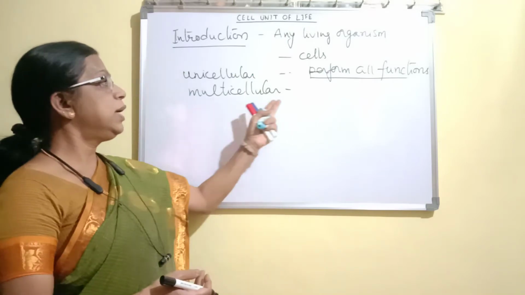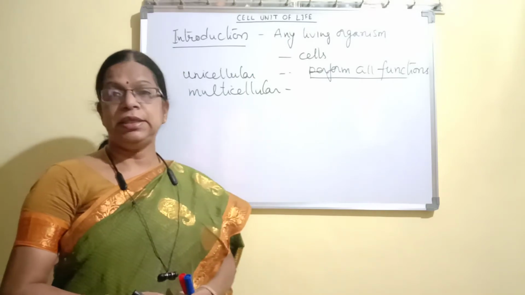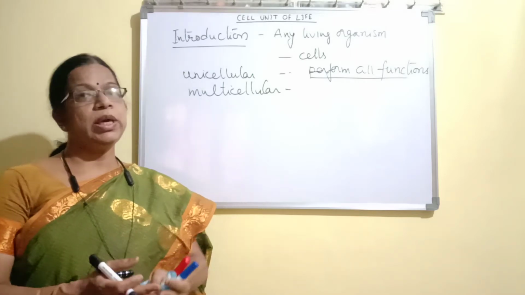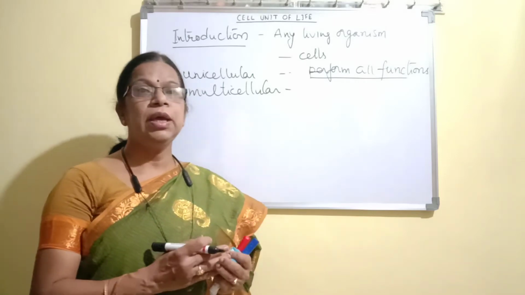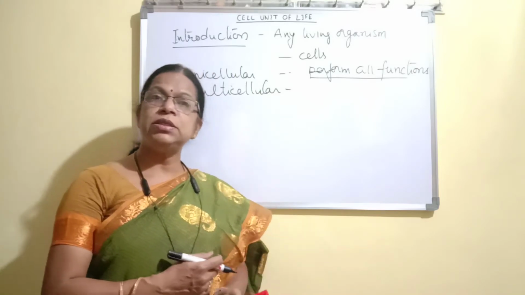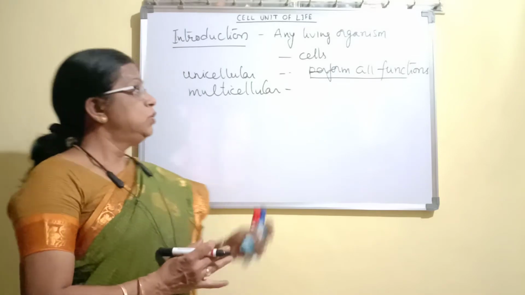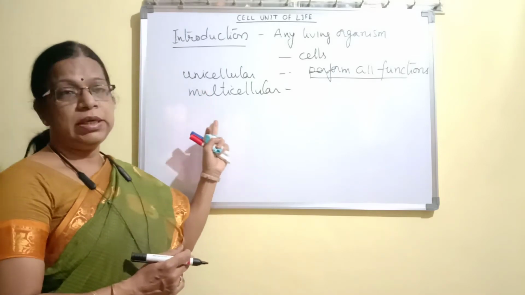Similarly, a multicellular organism will have many cells, and its function depends upon all the cells together. All the cells will form tissues, and the functioning of the organism will depend upon the tissues together. So that is unicellular and multicellular.